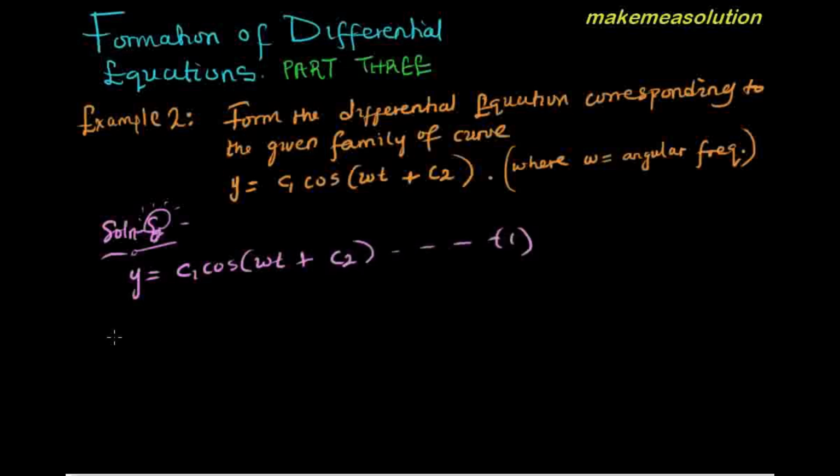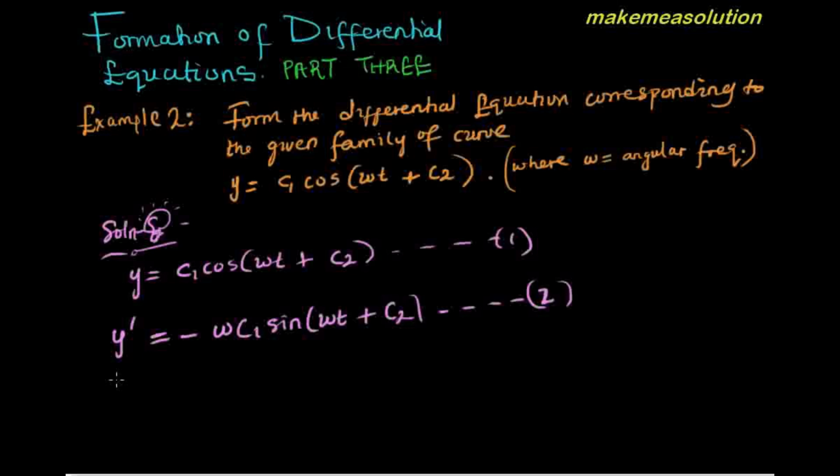So when we differentiate the first time, y prime, carefully, you have to differentiate this bracket first. When you differentiate this bracket, you get omega, right? And you also have to take note that you're dealing with a cos here. So finally you get minus omega c1 sine (omega t plus c2). Okay, so this is equation 2.